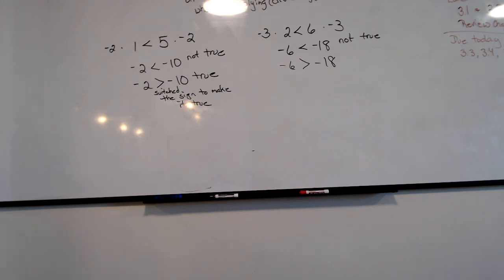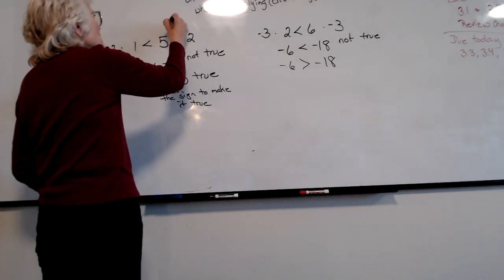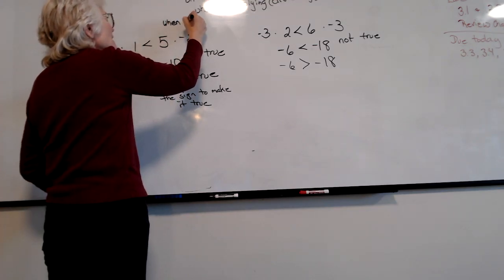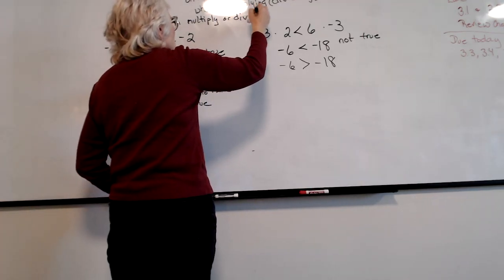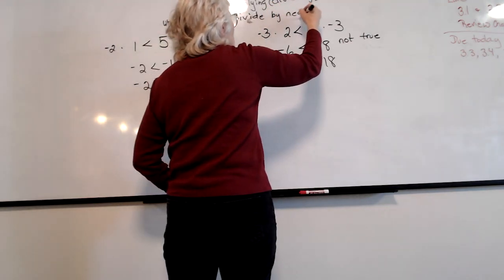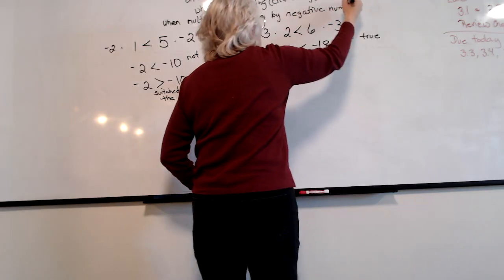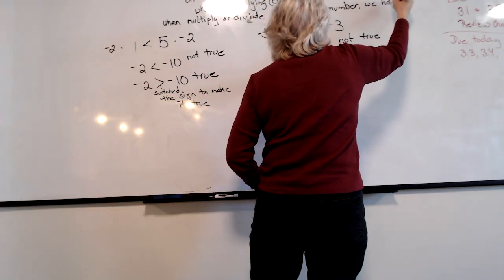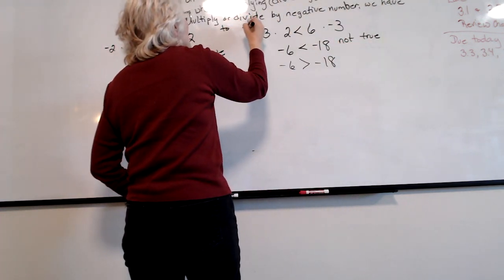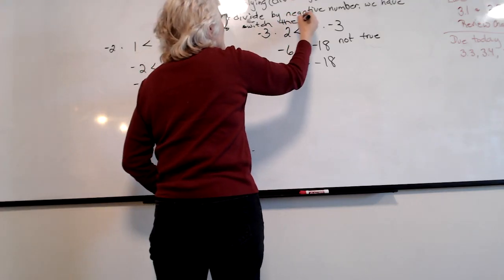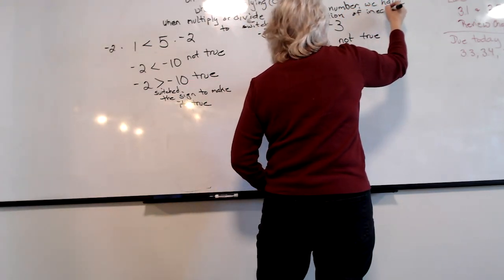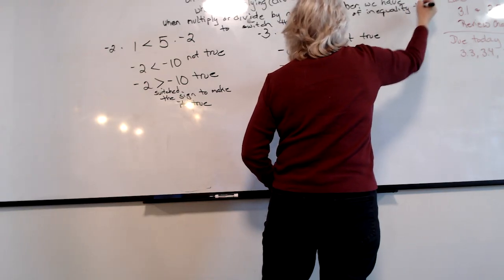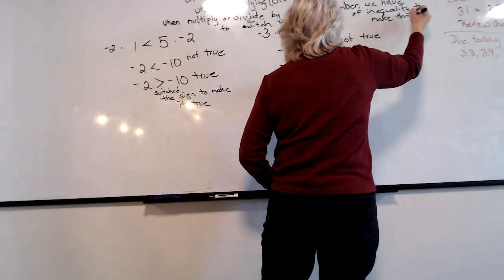This is the difference. So we come up with this general rule: when we multiply or divide by a negative number, we have to switch the direction of the inequality to make the statement true.